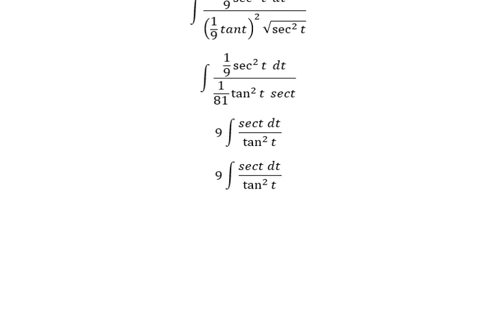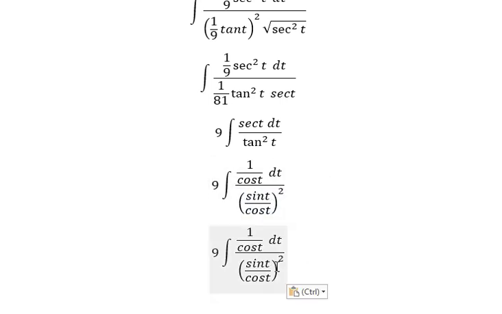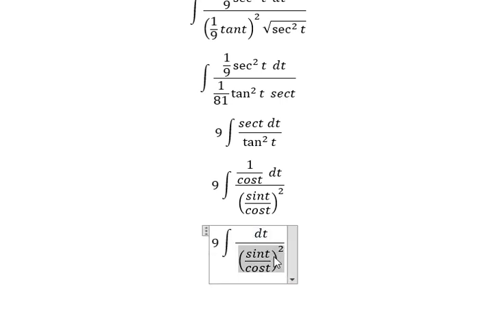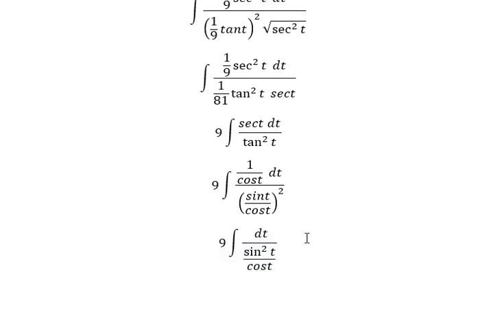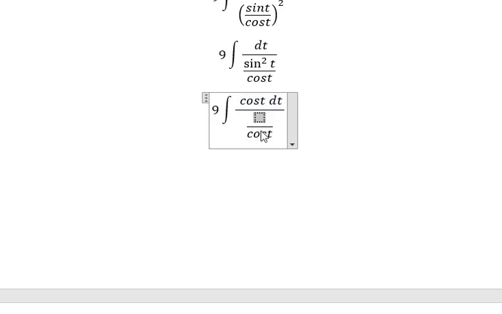Now secant t we can change into 1 over cosine t. This one we change to sin t over cosine t to the power of 2. Now we need to simplify cosine t, and now we have sin squared t over cosine t. The cosine t will go to the numerator. Now I will concentrate on this one only.